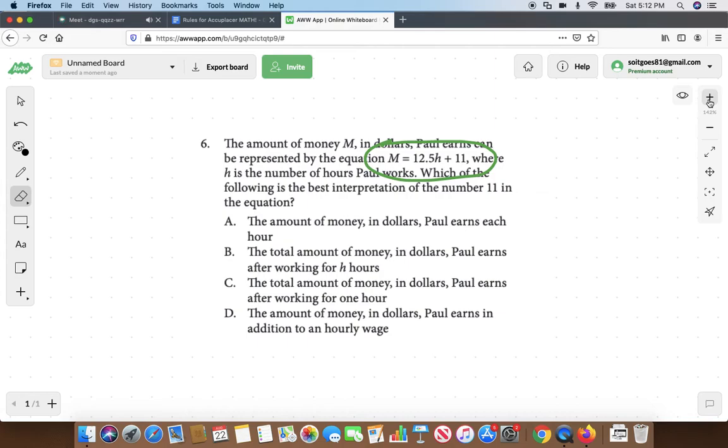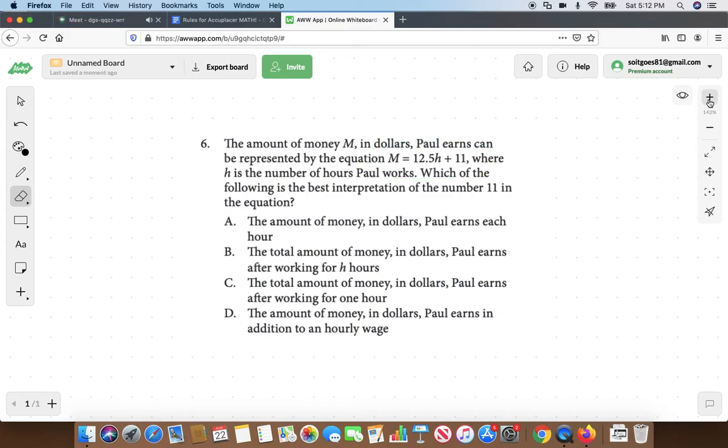Now, if you're anything like most students, and like me, just looking at that equation, I'm not certain what's going on. I think I know. But I think most students look at that and they're just like, okay, M equals 12.5H plus 11. That means nothing to me. You know what I'm saying? It means nothing. Okay. Let's focus on what that means.